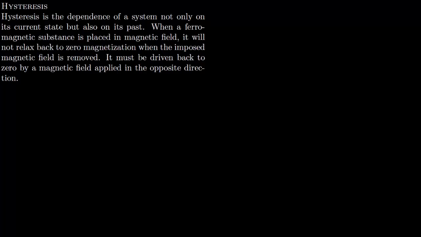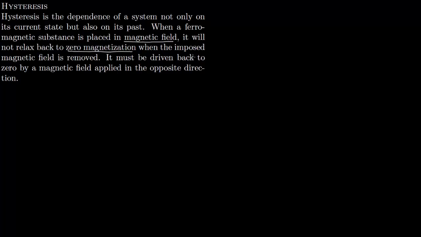Say you have a ferromagnetic substance and it is placed in a magnetic field. Once you place it in a magnetic field, it will get magnetized. Now if you take the magnetic field out again, this ferromagnetic substance will not relax back to zero magnetization. So if you first apply the magnetic field, the substance gets magnetized. Now if you remove the magnetic field, this material is still magnetized. So the magnetization does not go away.